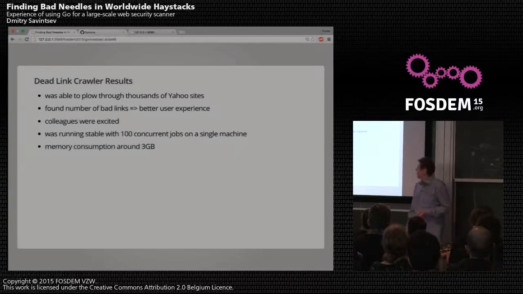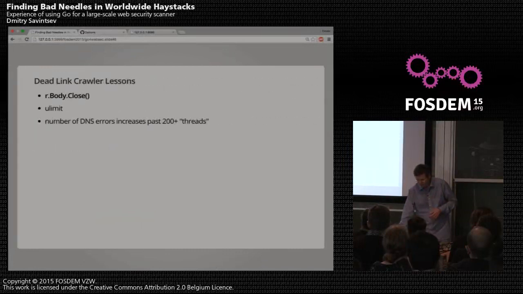It was running at like 100 stable concurrent jobs. I ran it for a few hours before killing it, and the memory consumption peaked around 3 gigabytes and then was slowly increasing, because with a crawler like this, you have to keep a map of the visited links, and that grows. But I was surprised that it was quite solid and stable and finding good stuff.